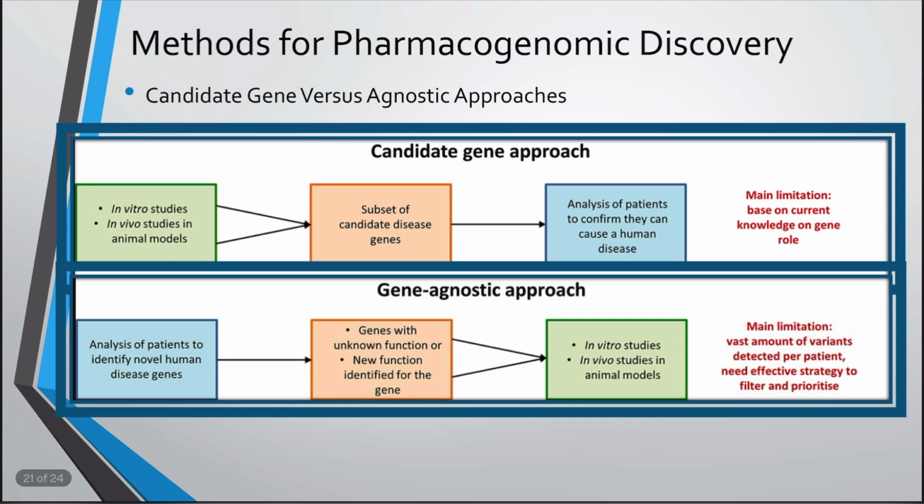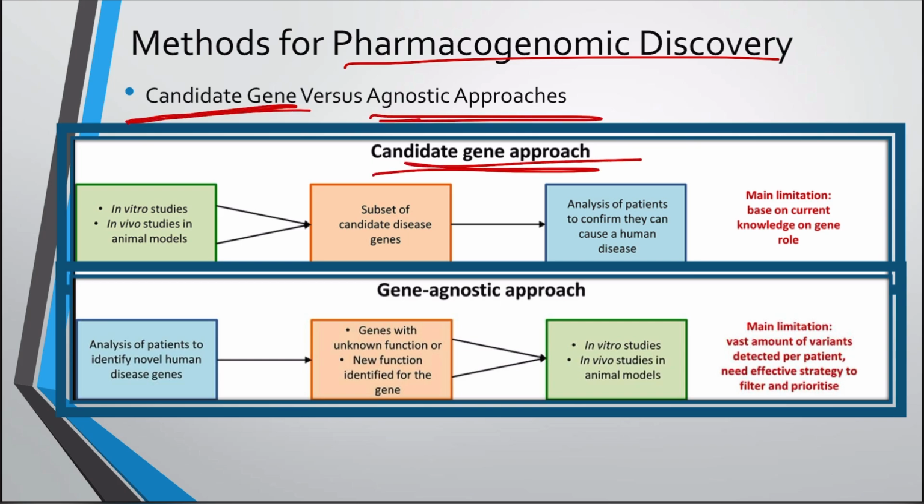Now coming to the different methods of pharmacogenomic discovery. Under this we have two approaches, that is the candidate gene approach and the gene agnostic approach. So what is the difference between them? A candidate gene approach basically requires a prior hypothesis, that particular genes of interest contain variants that may be associated with a trait or a disease. As you can see here, first we do the in vitro studies or the animal studies, then we select a particular subset of the candidate disease genes which are actually responsible for causing a particular human disease. So the limitation is the knowledge of the genes which we have.